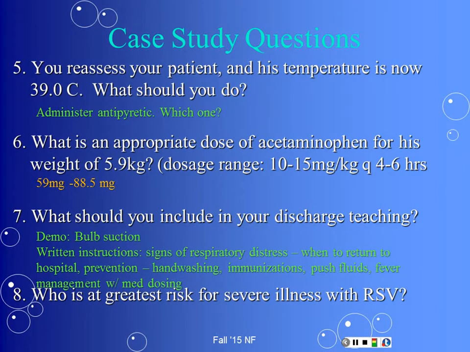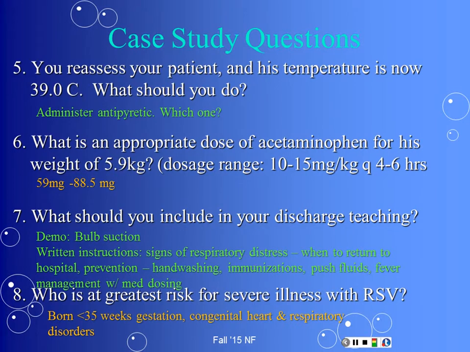We talked about pushing fluids. So who's at the greatest risk for severe illness with respiratory syncytial virus, or RSV? Kids with underlying respiratory conditions, if they are premature or born earlier than 35 weeks, if they have some type of underlying congenital heart or respiratory disorder, like we talked about, kind of asthma stuff. They really don't diagnose asthma until about age 5, but other types of chronic respiratory disorders like cystic fibrosis and things like that.